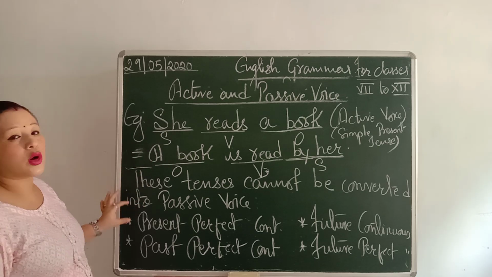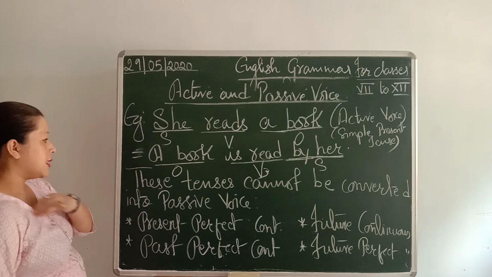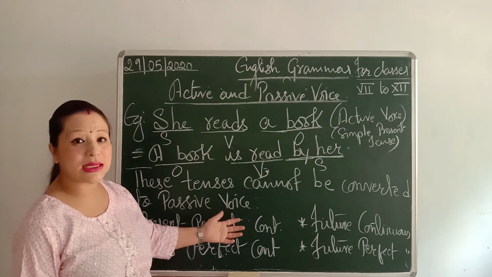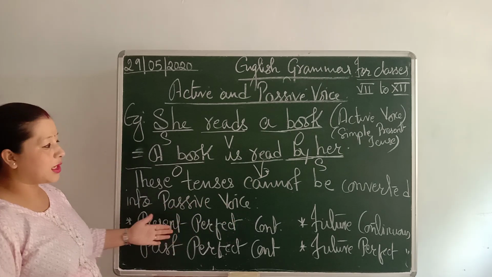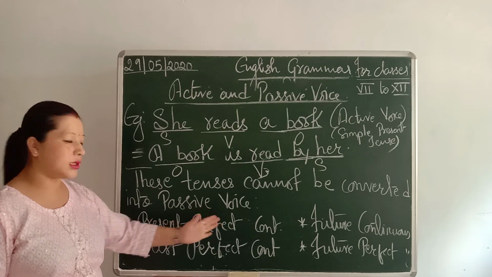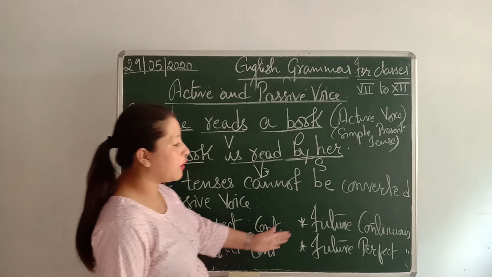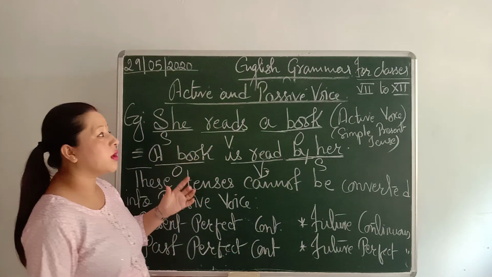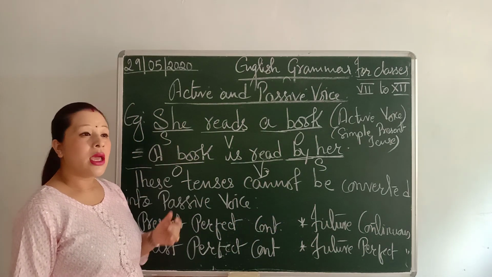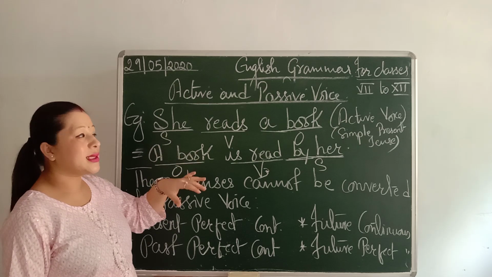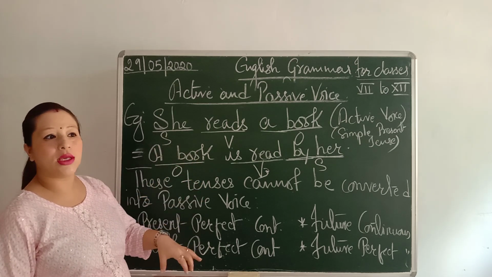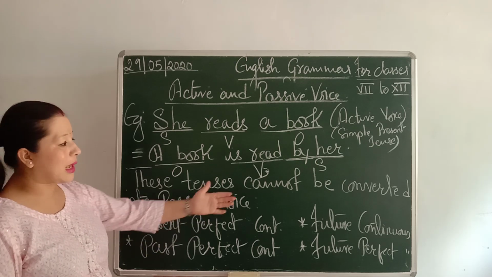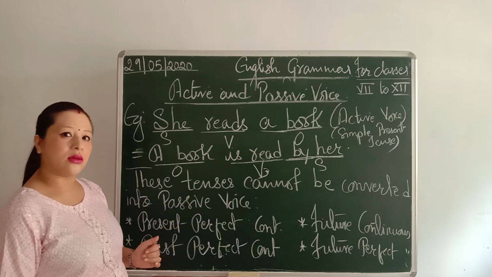So there are few important points to remember, that is, these tenses cannot be converted into passive voice. These tenses are the ones I have mentioned here, that is present perfect continuous, past perfect continuous, future continuous and future perfect continuous. When a sentence is in an active voice, and you have to change that active voice sentence into a passive voice, it should not be changed in these 4 types of tenses. Okay?